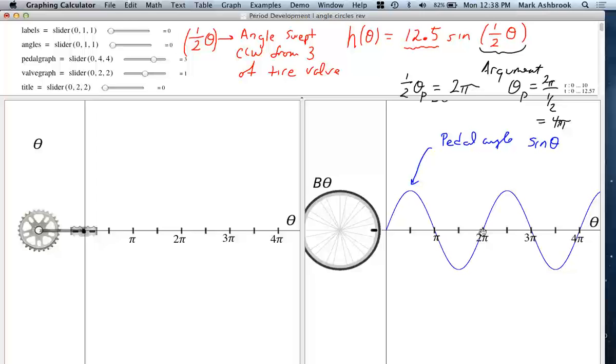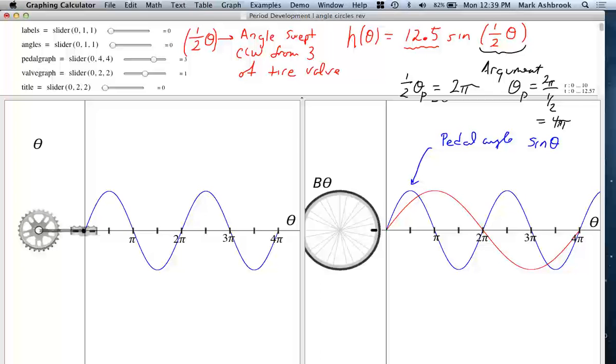Yeah, Naz. Okay, so that's another issue. We're really focusing on the angle right now, but that's true. Yep, it's going to be 12.5 times this way. We're focusing on the angle. So, yeah, one complete cycle from 0 to 4 pi. So the pedal angle makes a full rotation, and the tire valve makes it only halfway. The pedal makes another full rotation, and the tire valve makes it all the way.